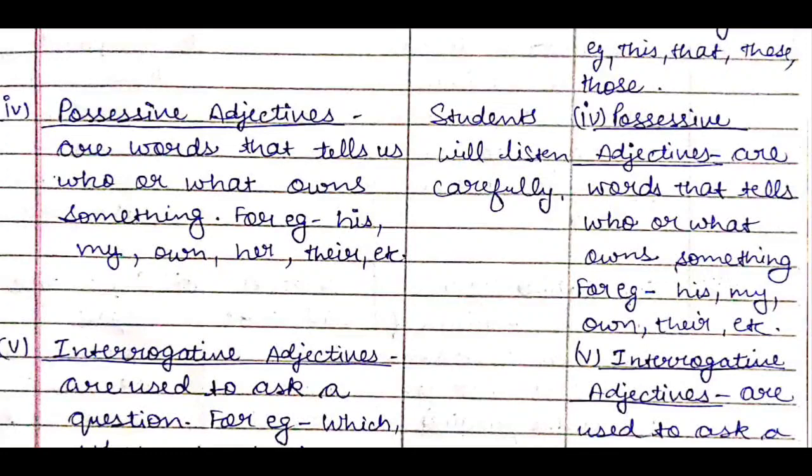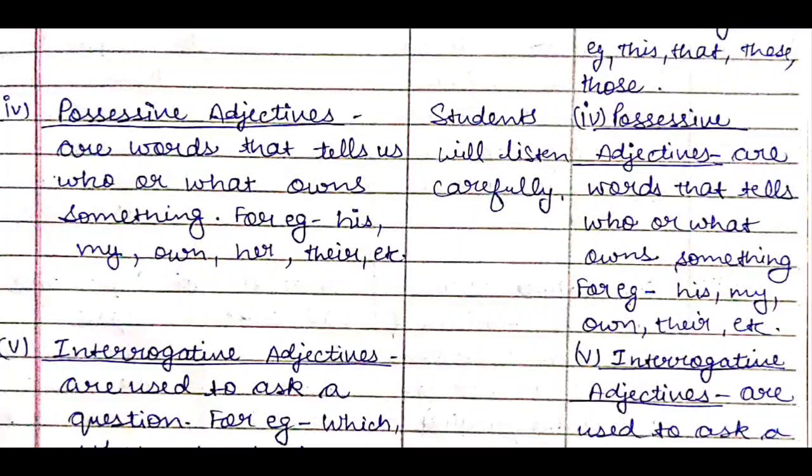After that comes possessive adjectives. Possessive adjectives are words that tell us who or what owns something. For example, his, my, own, her, their, etc. Students will listen carefully and we'll write the same definition on the board with examples.